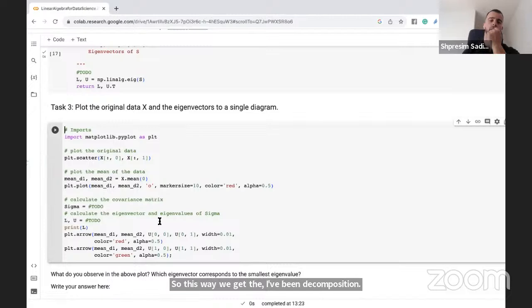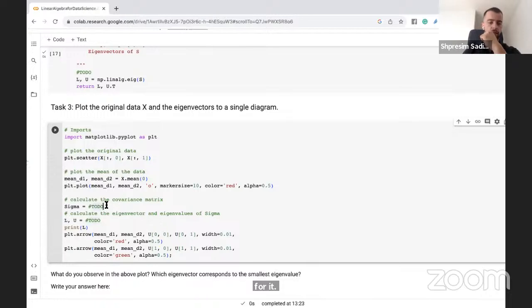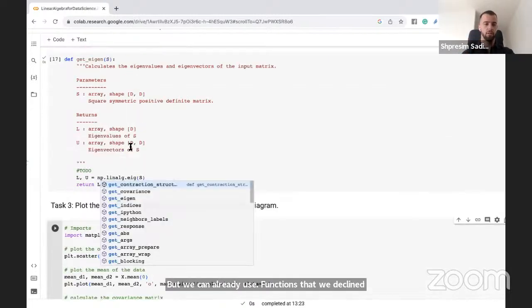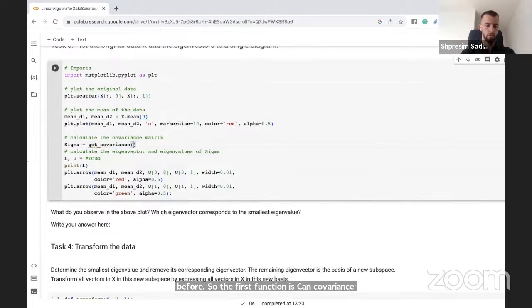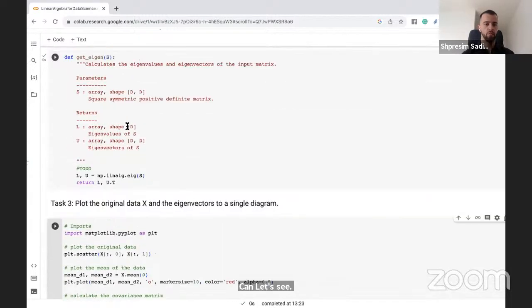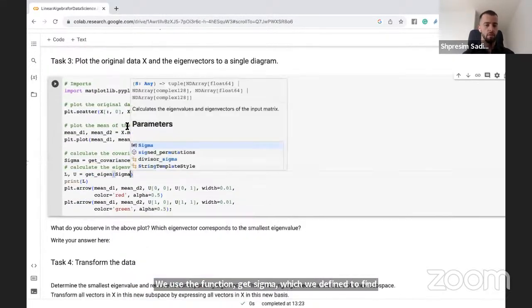All right, the next step is to plot the original data X and the eigenvectors in a single diagram. Here I have more or less given all the code for it. The code that is missing is just to calculate the covariance matrix and the eigenvectors and eigenvalues of the covariance matrix. But we can already use the functions that we defined before. So the first function is get covariance, matrix X. We use the function get sigma, which we defined to find the eigendecomposition of a matrix sigma.